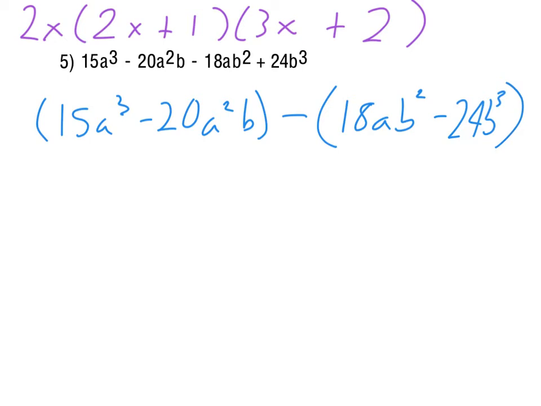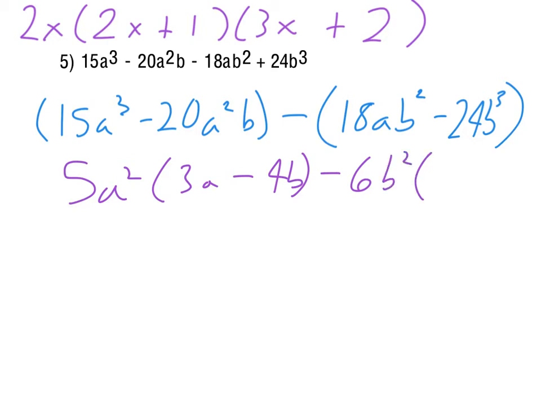In this first binomial, we can take out a 5a squared. So 5a squared here, that leaves us with 3a minus 4b. So that kind of hints at us what we should end up with when we take out our common factor from the second binomial, where we can take out a 6b squared, and so that leaves us with 3a minus 4b. So they do match.